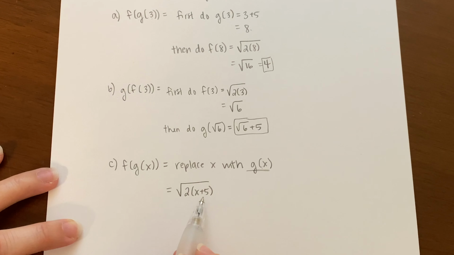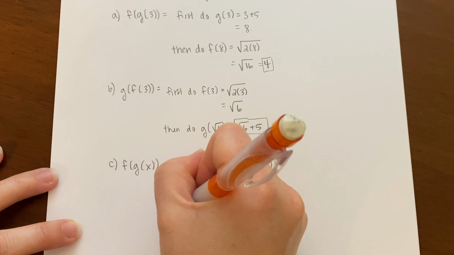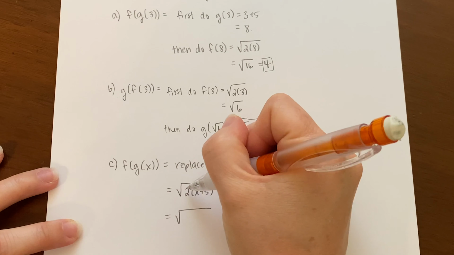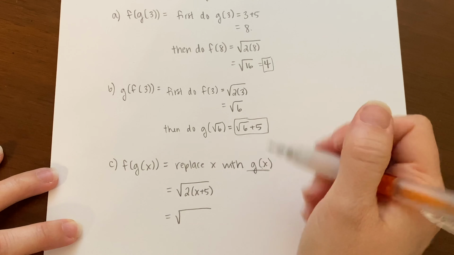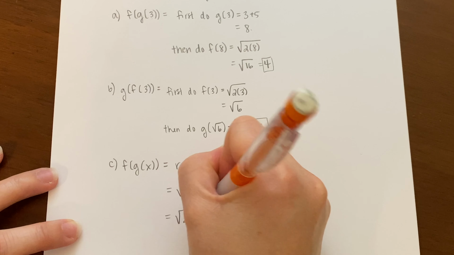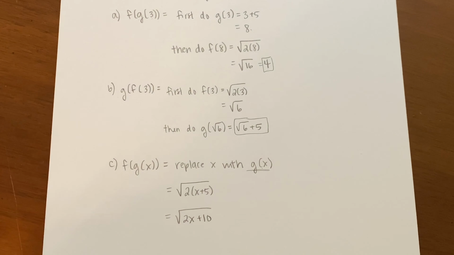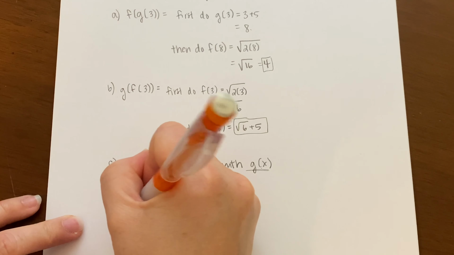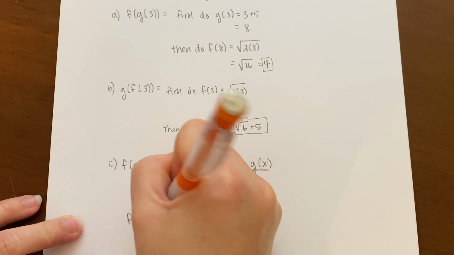So I put the g function inside the f function. And then if you can simplify that, you want to simplify. So here we're going to multiply with our distributive property. This is going to give us 2x plus 10. And that does not simplify any further. So this would be the function f of g of x.